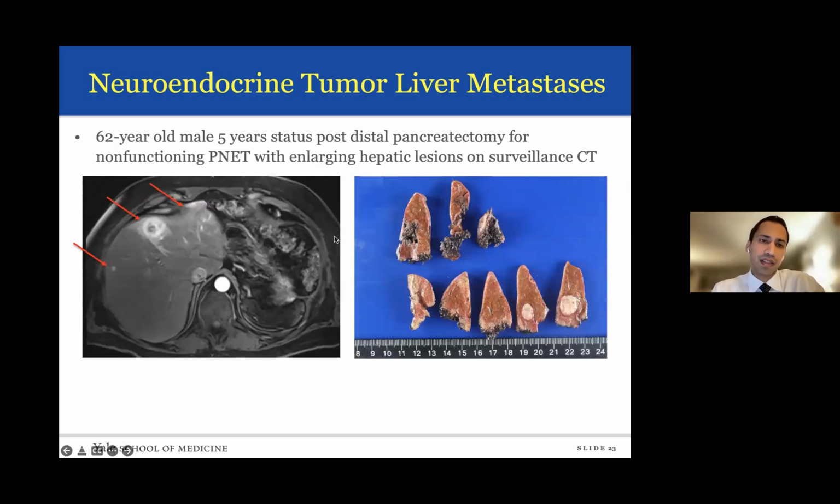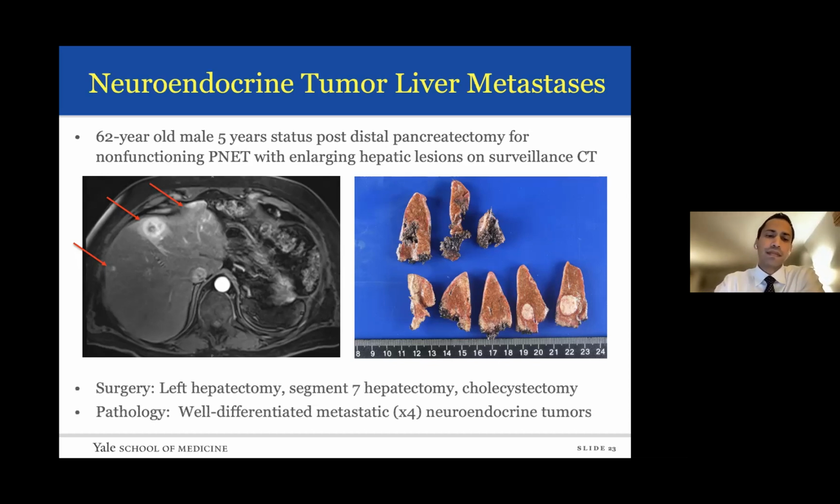This doesn't show everything, but this is a patient that had 3 tumors when we had seen him: one in the left lateral liver, one in the left medial liver, and one in the right liver. We needed to do a major liver resection for the left side and a parenchymal sparing resection on the right side to clear all of the disease. We did a cholecystectomy in this case as well. The pathology revealed 4 neuroendocrine tumors in the liver, which were well differentiated.